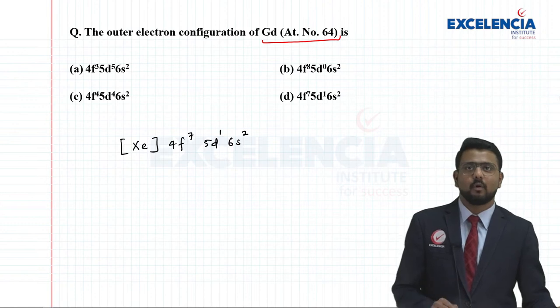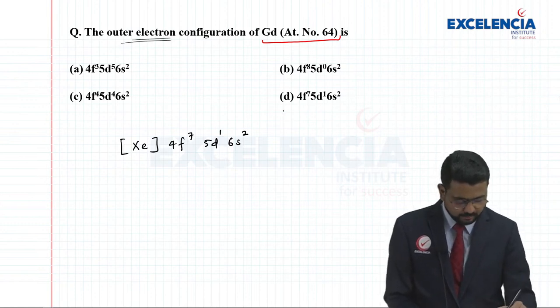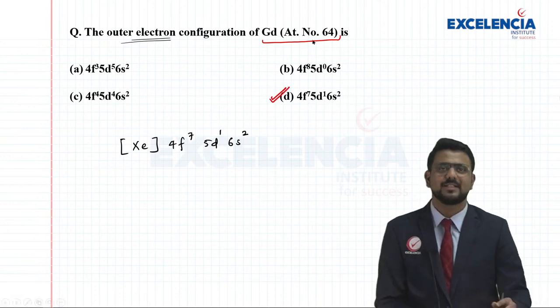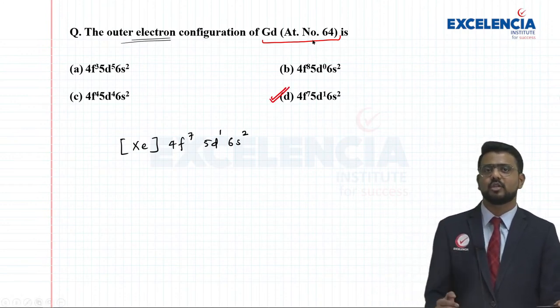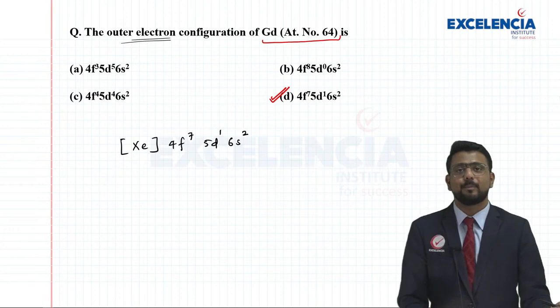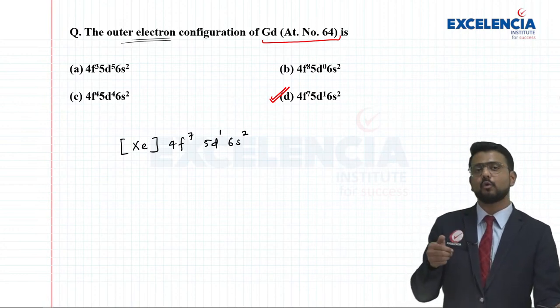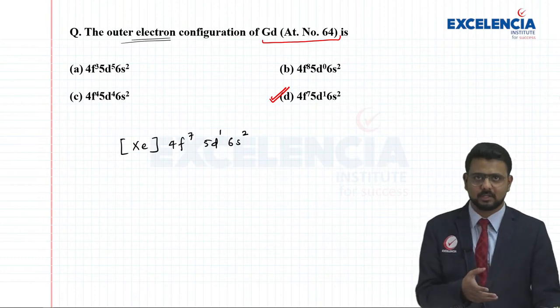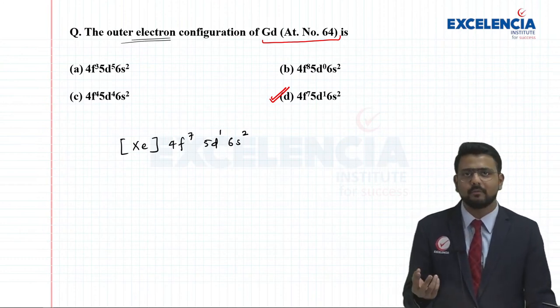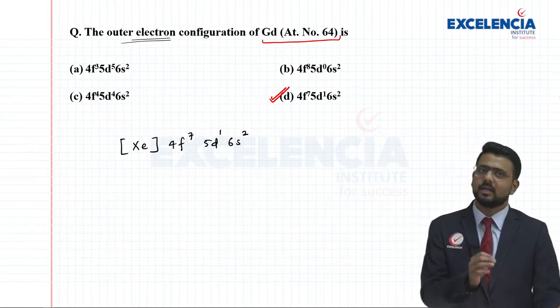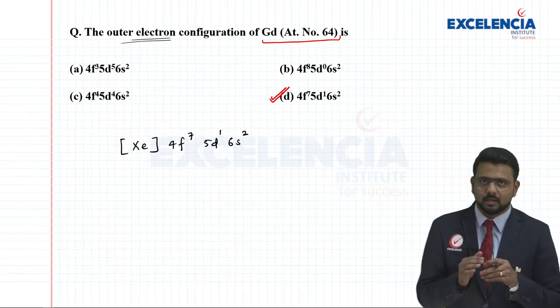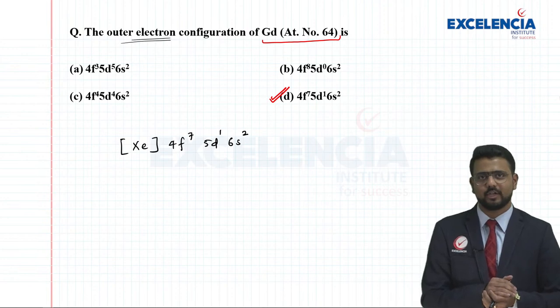So if I'm talking about the outer electronic configuration, definitely option D is your correct answer, right? The rest of the options obviously do not match with this. So please, you should know how to write the electronic configurations precisely for the F block elements. They can ask you about any one of the atoms or elements and, of course, its electronic configuration. So please learn these electronic configurations, okay?